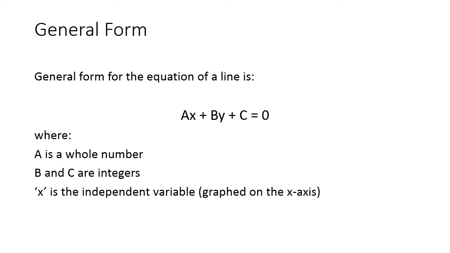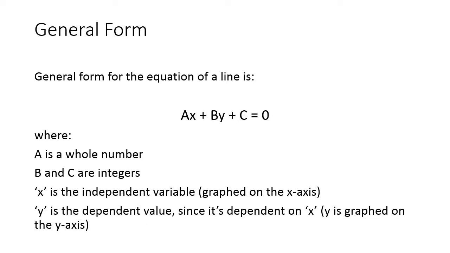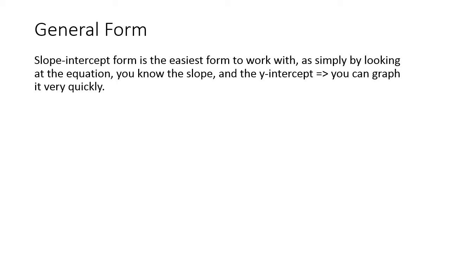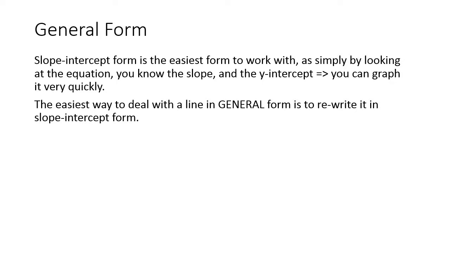X is the independent variable, graphed on the x-axis, and as usual y is the dependent value. Since it's dependent on x, y is graphed on the y-axis. Slope-intercept form is the easiest form to work with, as simply by looking at the equation you know the slope and the y-intercept. Then you can graph it very quickly. The easiest way to deal with a line in general form is to rewrite it in slope-intercept form.